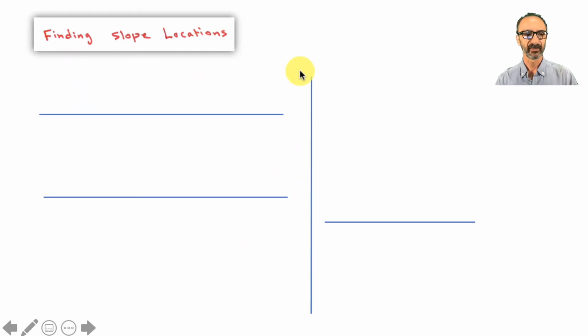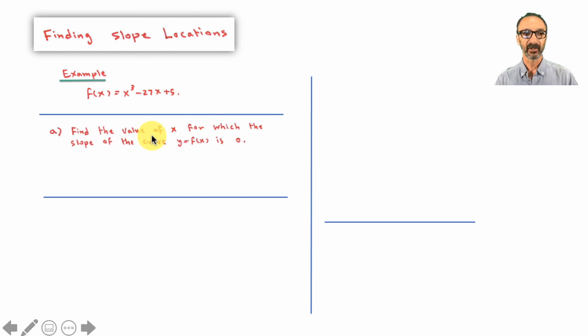Finding slope locations. This is an interesting problem, and it's similar to your assignment. I'll go over it quickly. There is no need to slow down. The function is x cubed minus 27x plus 5. Find the values of x for which the slope of the curve is 0. That means we have horizontal tangents. The curve goes up, cubic, down, back up. The horizontal tangents are where it curves back.